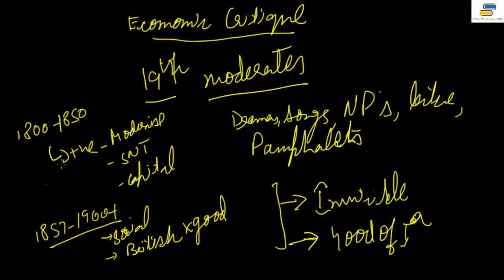So three names basically stand out if we talk about the economic critique of Britishers. So these three people are, one is a very important name, please remember this name, Dada Bhai Nauroji.